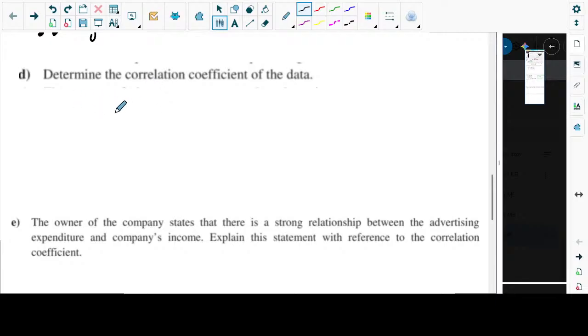The next question says we should determine the correlation coefficient of the data. The correlation coefficient is R.